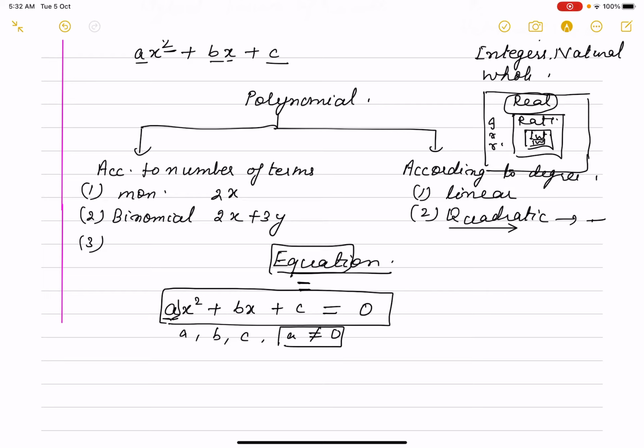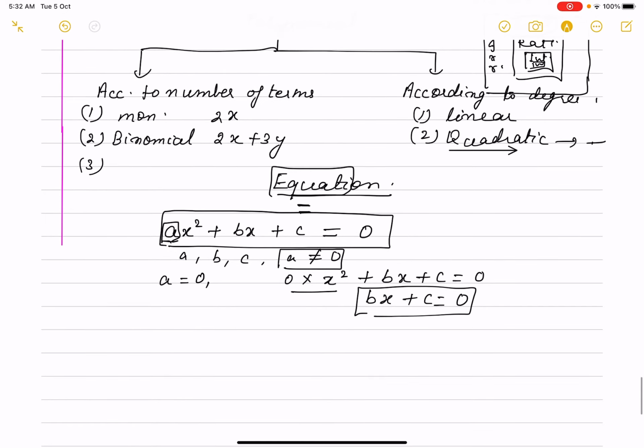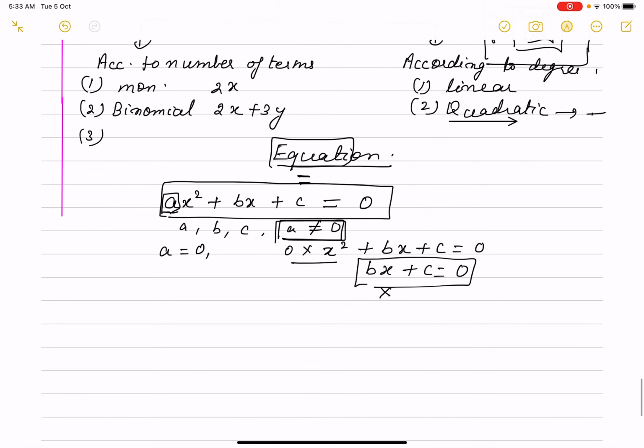Suppose a is equal to 0, what will happen? It will be 0 into x square plus bx plus c is 0. That means it is bx plus c is 0 and it becomes a linear equation. That's why we say a is not equal to 0. So this is called the standard form of quadratic equation, in the form of ax square plus bx plus c equals 0.